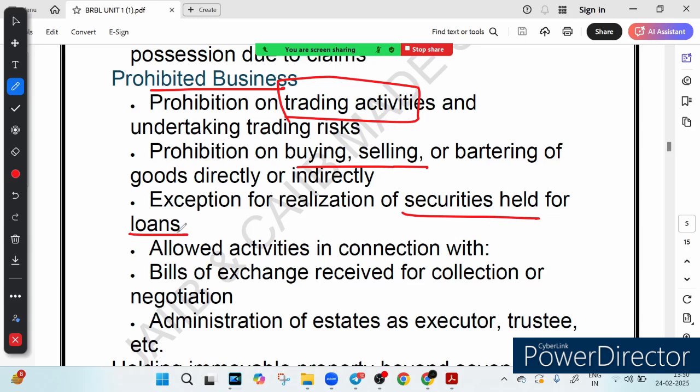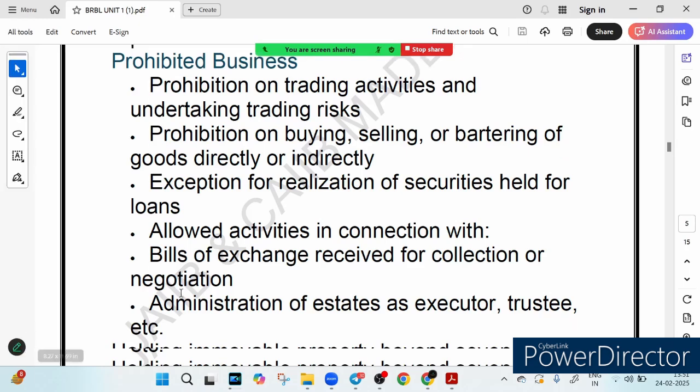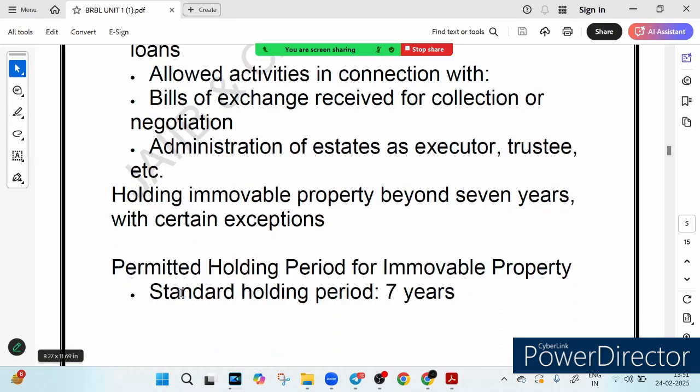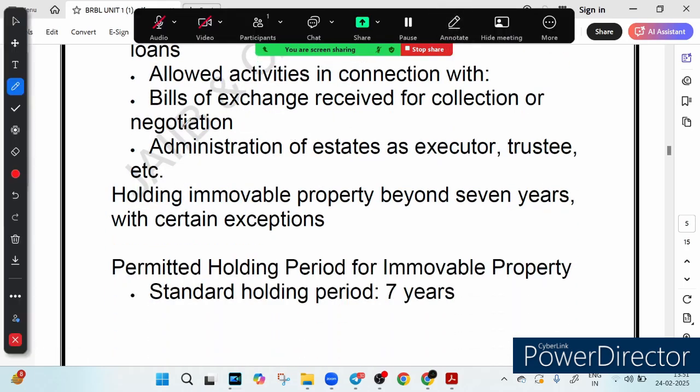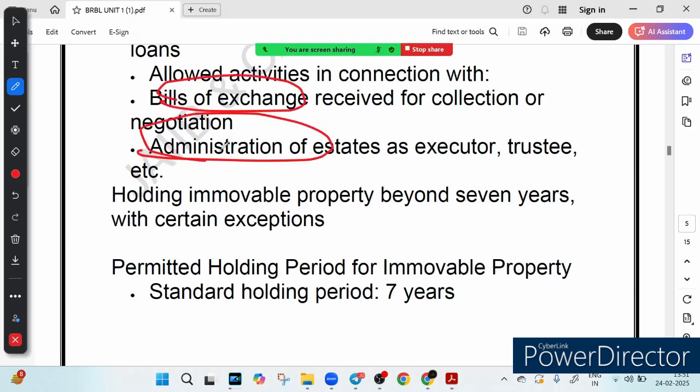That is the point. Now here is a really interesting point. Banks are allowed to get involved with bills of exchange, as I told you earlier, or things like administration of estate. You can see this written here: bills of exchange, administration of estate, right? So what does it mean? It means that if someone dies, the bank can help manage the estate as an executor.